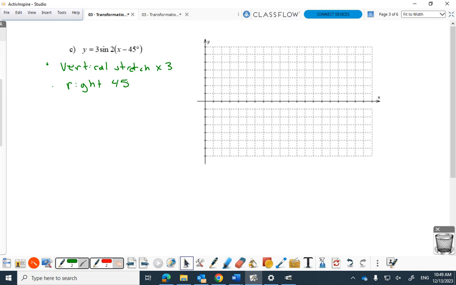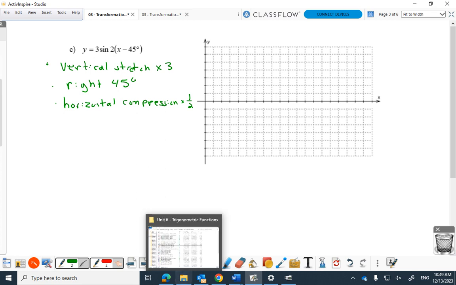45 degrees. Hopefully that's also old news. You're like, yep, got that. How about the 2 inside, though? Horizontal compression. Don't want to use up all my space here, so I'll just slide it in there, right? Horizontal compression factor 1/2. Now, method 1 people, that won't cause you much trouble.